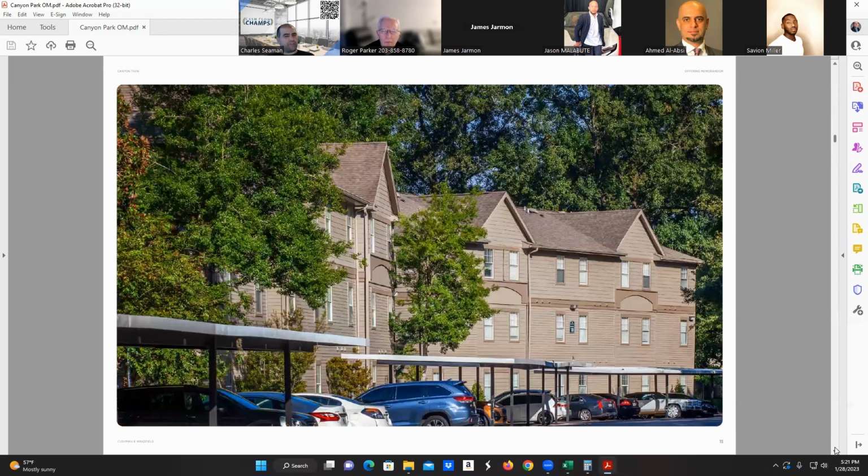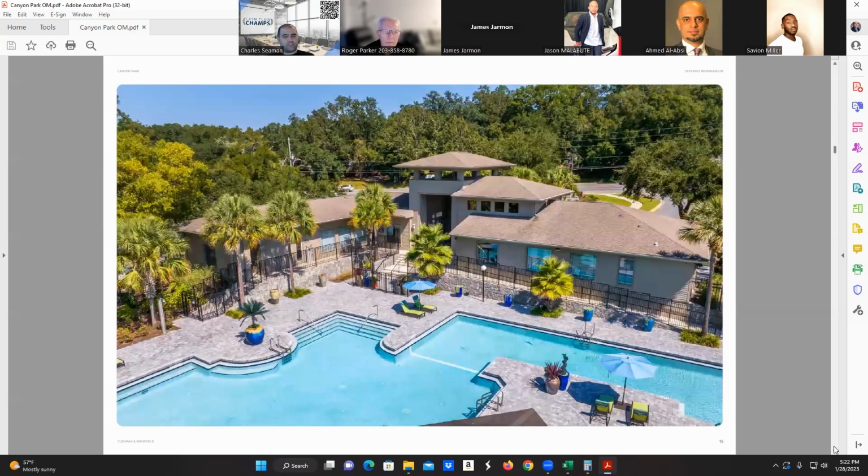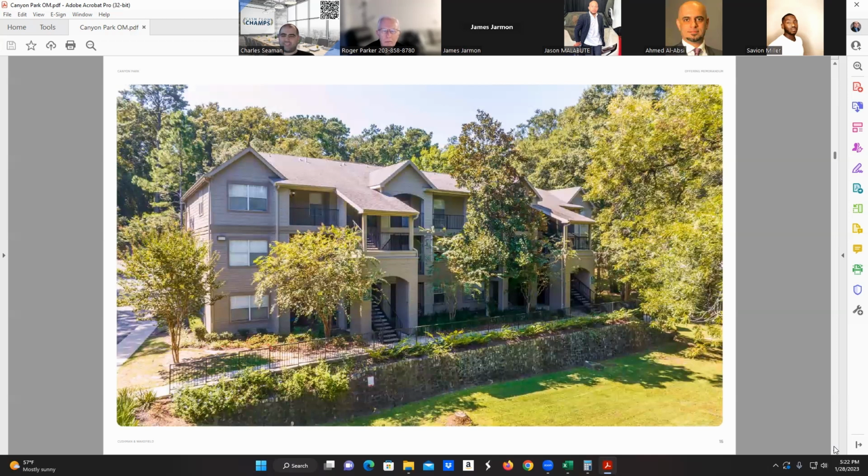Overall, from the exterior, it looks like a nice clean asset, so that's good. Landscaping seems to be in decent shape. Look at that beautiful pool, very sizable. That's a nice selling point that you can put on the property website, I'm sure.